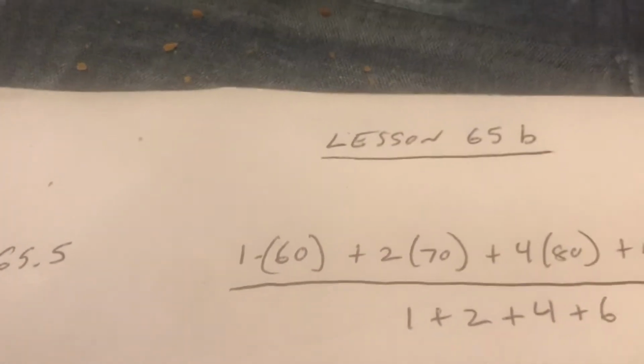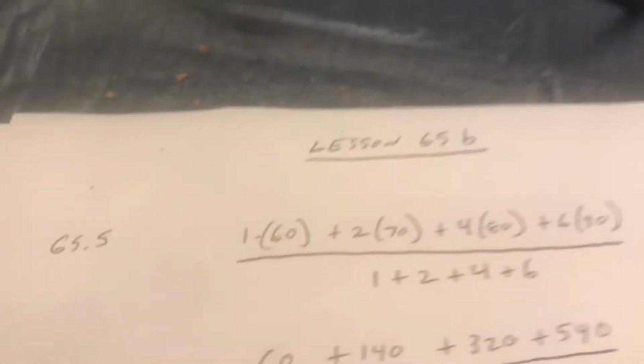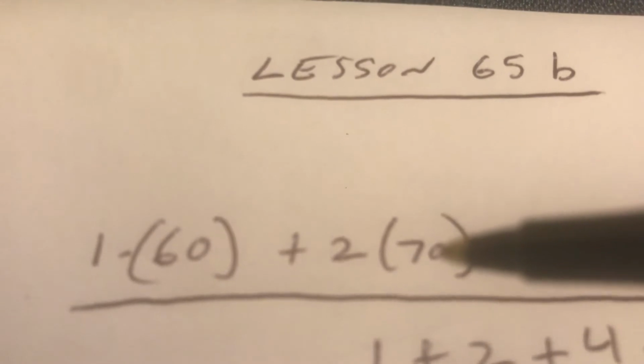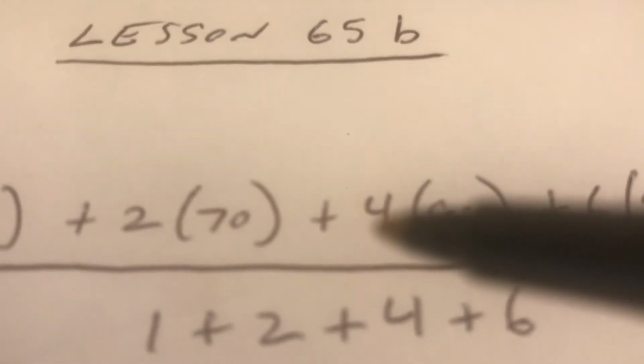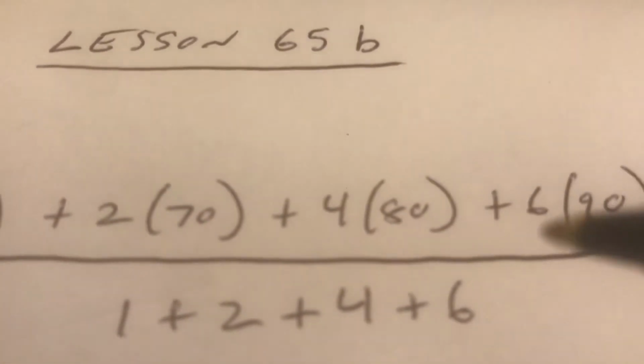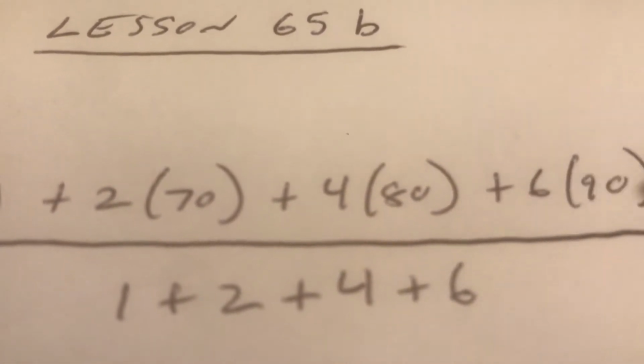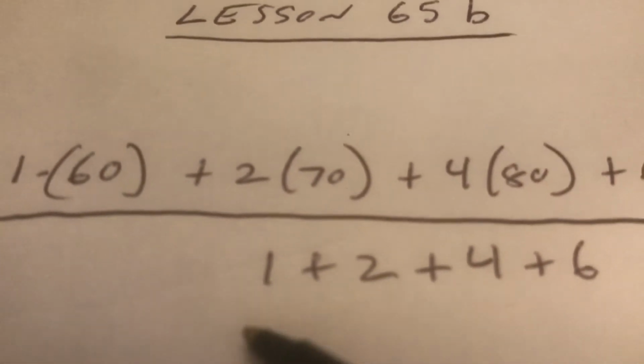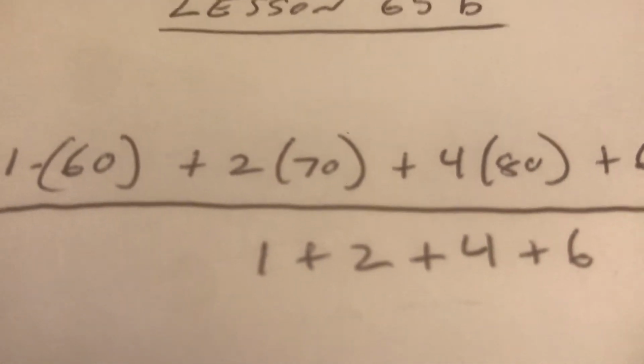Lesson 65B, this has to do with weighted average. Okay, so your first test, you got a 60, and it's weighted one time. And then you have a 70, it's weighted two times, and an 80 is weighted four times, and 90 is weighted six times. So you just multiply 6 times 90, 4 times 80, 2 times 70, 1 times 60. And altogether, it's like having 13 tests.